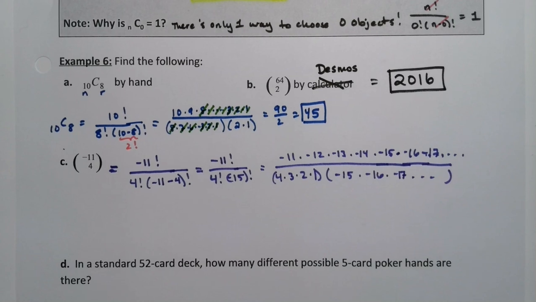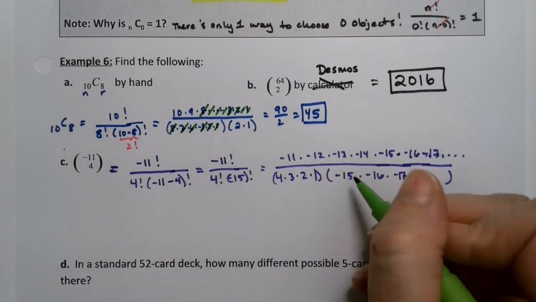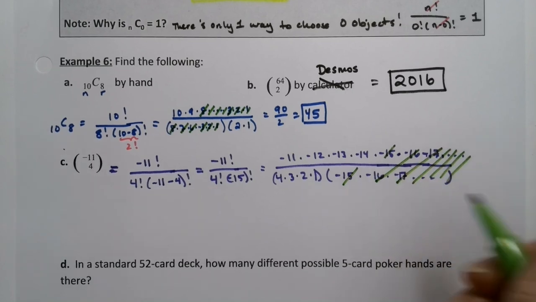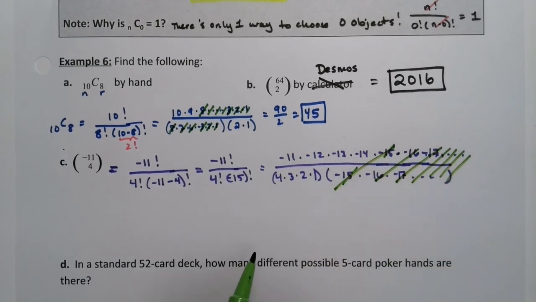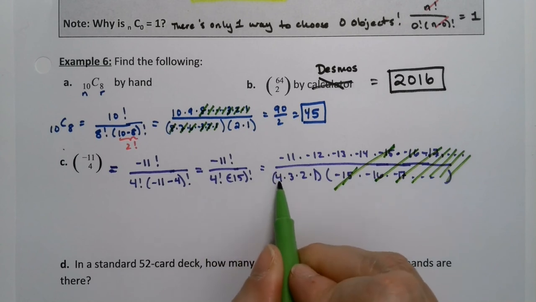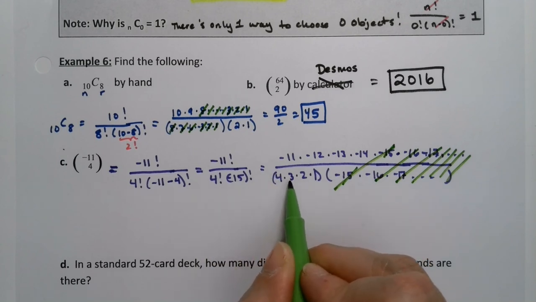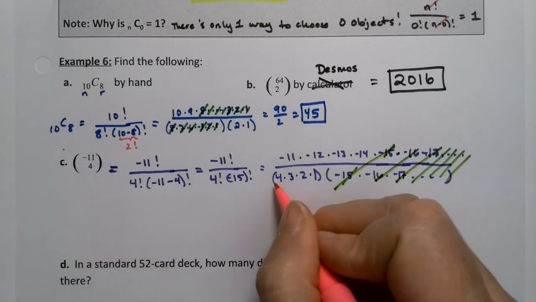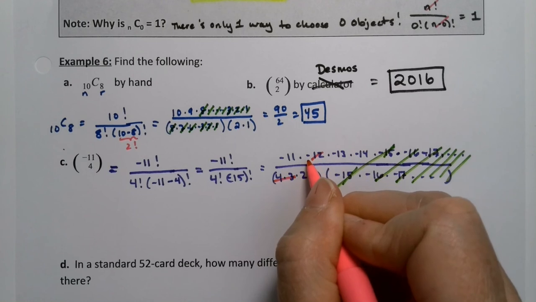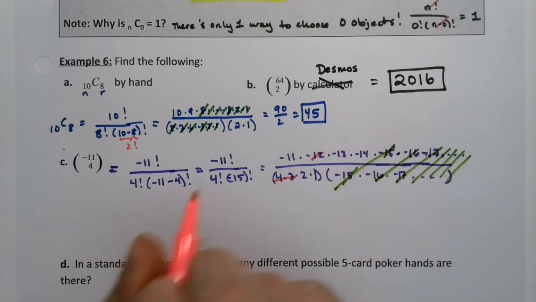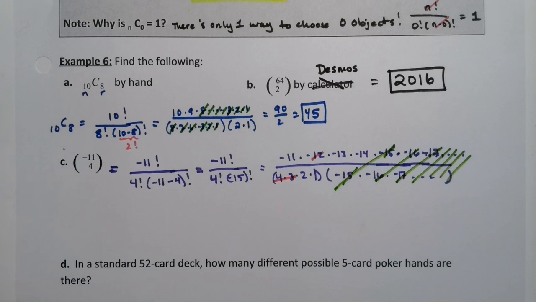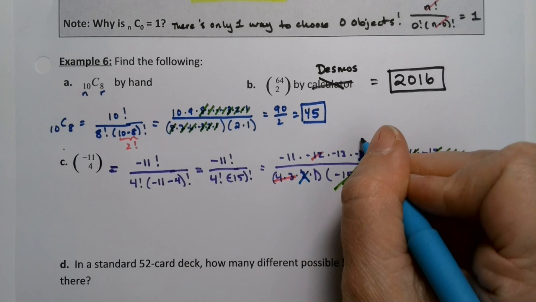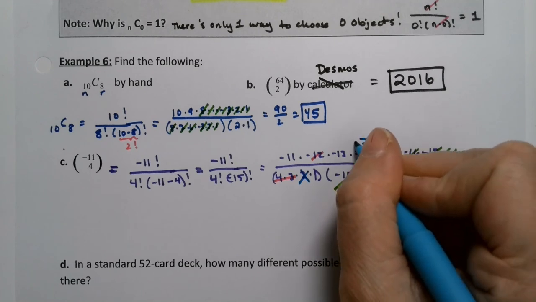All right, so the 15s cancel, the 16s cancel, the 17s cancel, right? That whole bit cancels with that whole bit. All right, and then 4 times 3 times 2 is 12. Well, say 4 times 3 is 12. So this will make the 12 go away. Not the negative, but the 12 will go away. And then 2 goes into 14 7 times. So that leaves a negative 7 here.